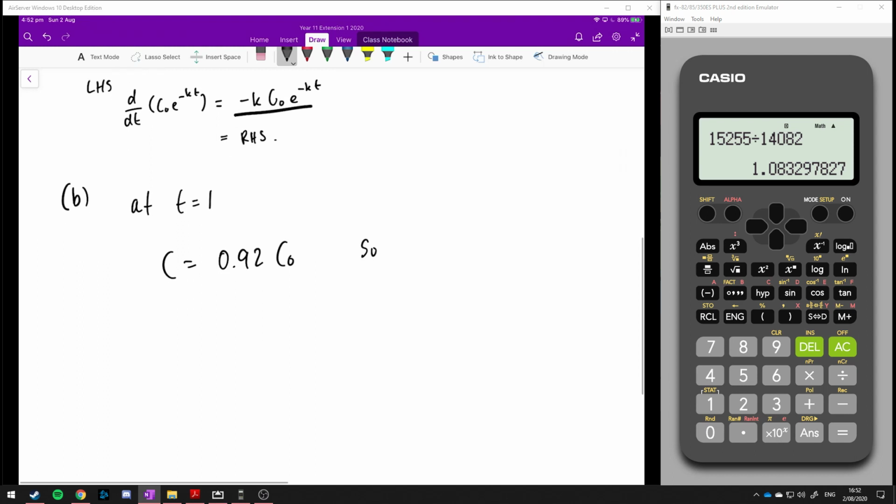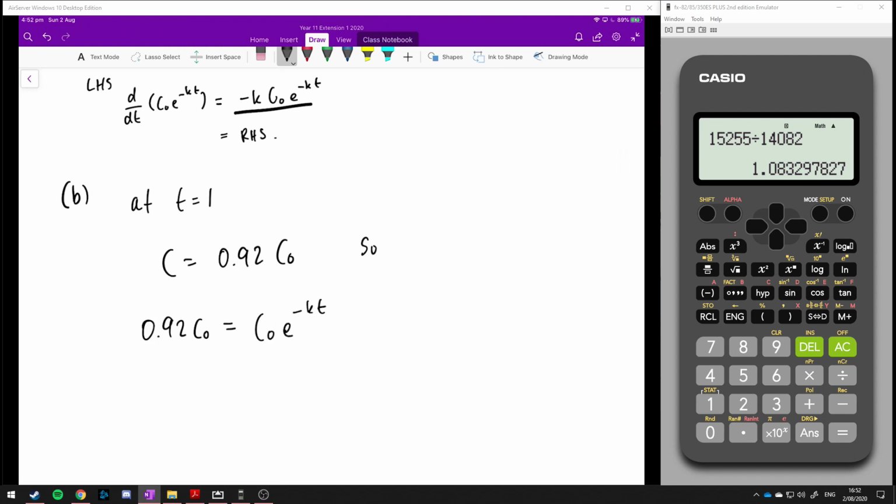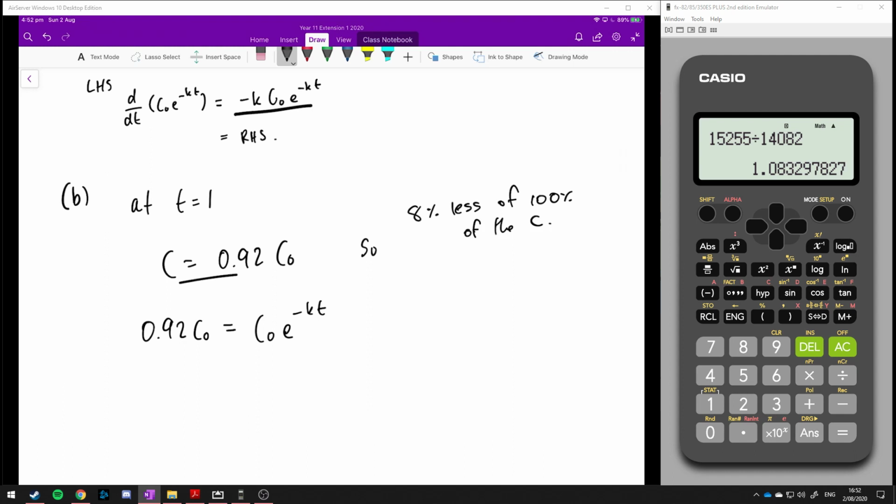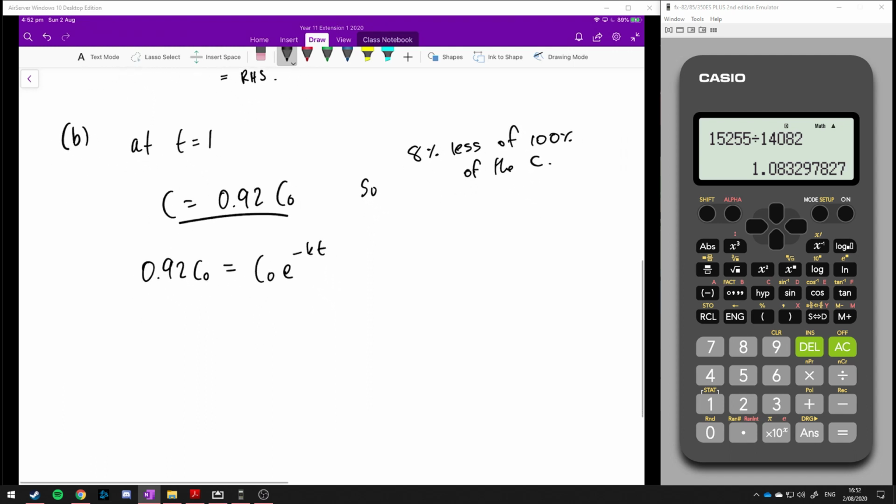So that means that 0.92 C0 is equal to the initial amount times e to the negative kt, because we're essentially finding what 8% less of 100% of the conductor is. So that's where this bit comes from. It's 8% less of 100%, so 0.92 or 92% of the original amount. Putting that into this equation, we can take the C0s from both sides.